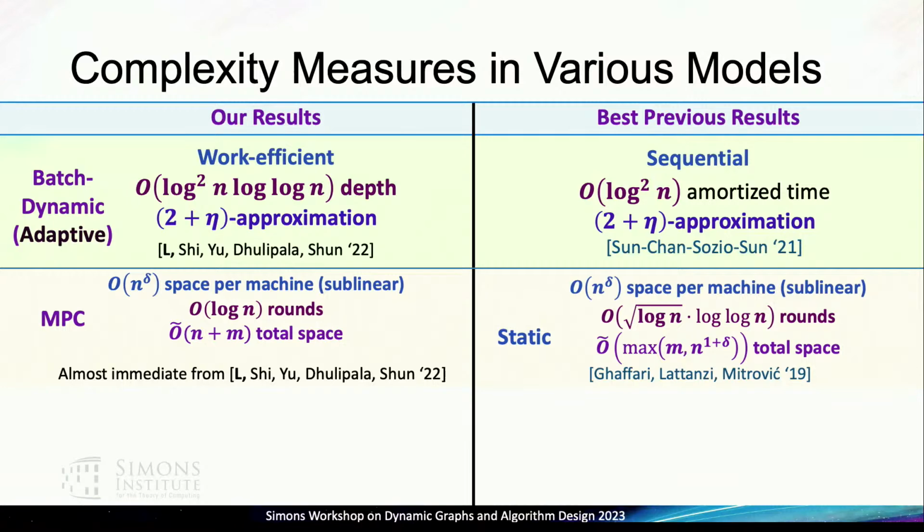Now, almost immediately, we can turn our batch dynamic shared memory algorithm into an MPC algorithm with these complexity measures. So currently, there doesn't exist any batch dynamic MPC algorithm for this problem. But compared to the static algorithm, our number of rounds is greater. So this is not highlighted in green because we want to improve the number of rounds. So we want the rounds to be at least as good as the static number of rounds here. What is delta? Delta is any constant greater than 0, less than 1. So you can work for any constant in sublinear memory per machine.